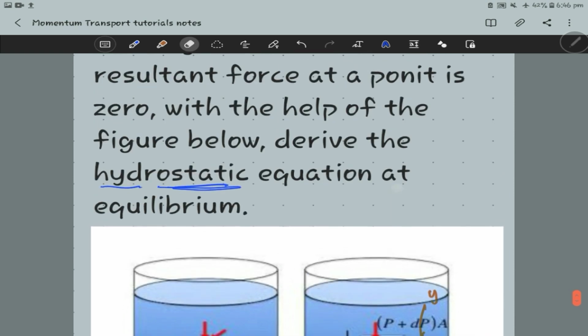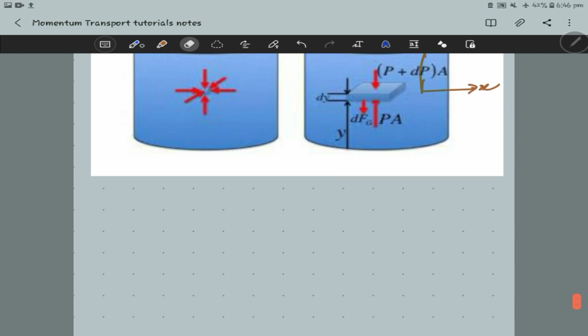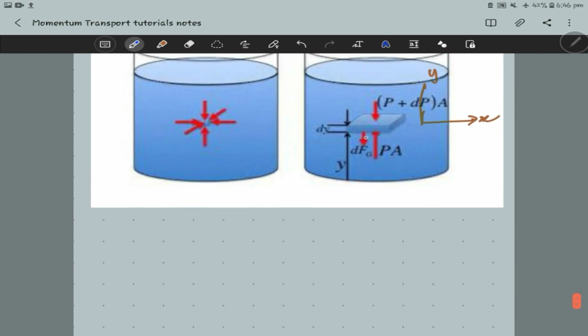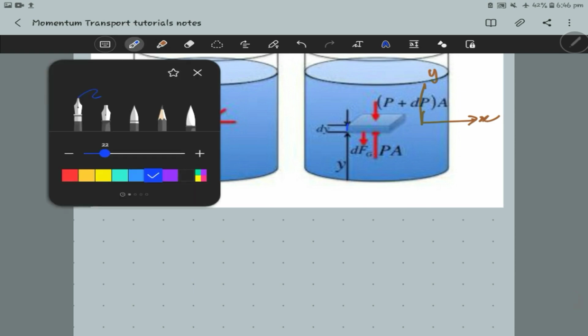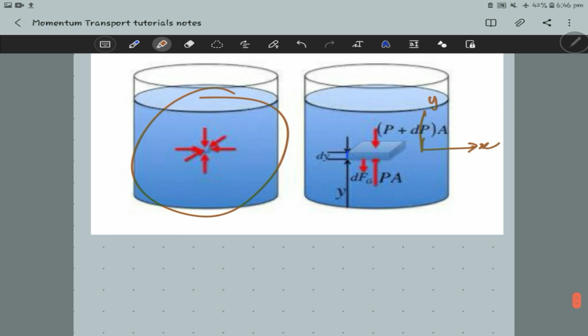The thing is that we are using the fact that the resultant force at any point is 0, right? So let's see. That means we are considering just this particular volume of fluid. This is the whole bulk of the fluid, right? But we are assuming that it's static. It's not shaking or anything, and it's not affected by any external force.